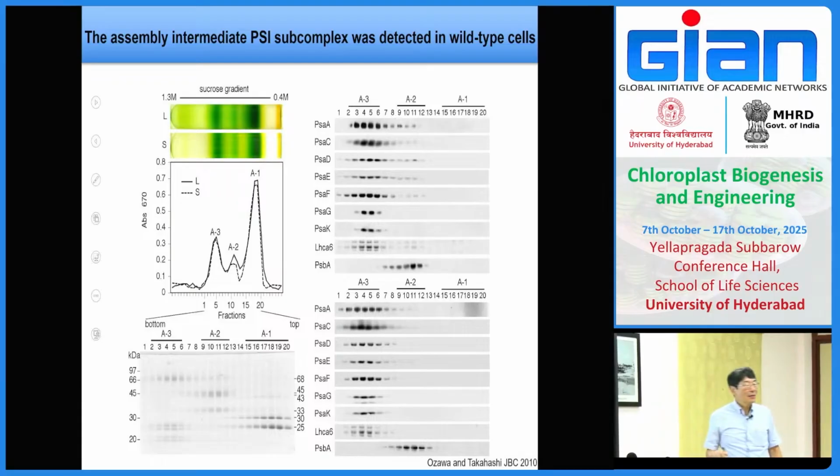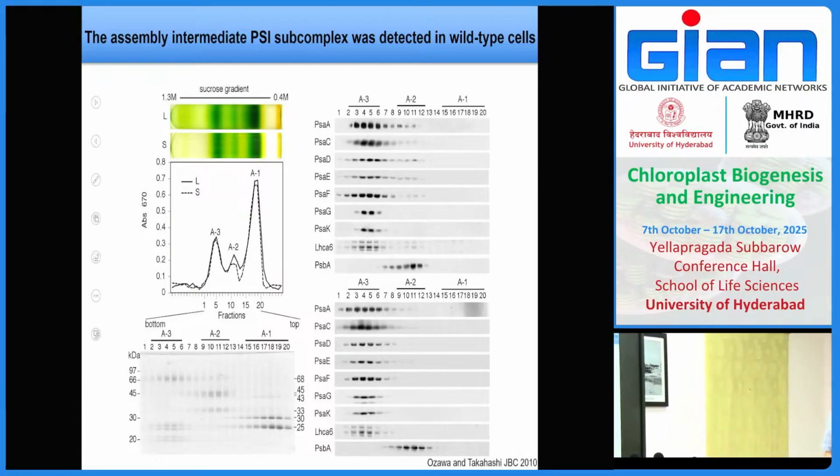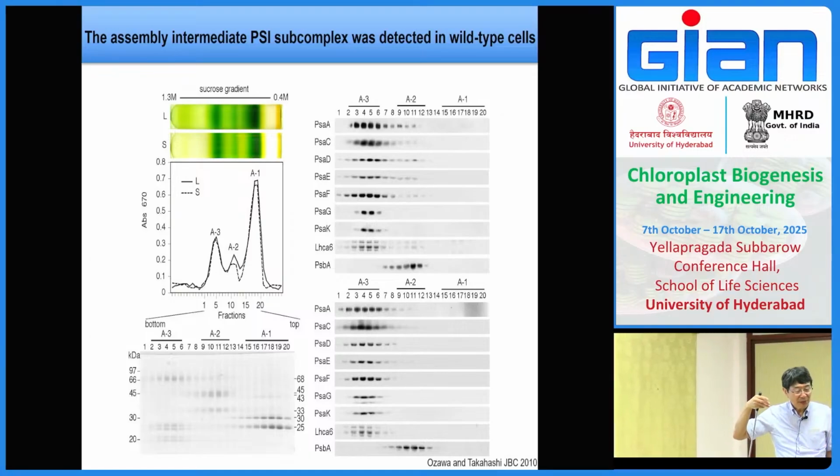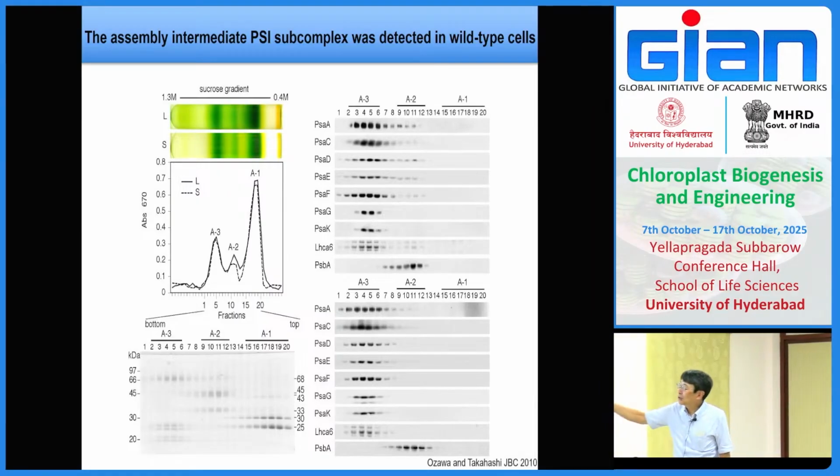Also, this is separated from cells in the stationary phase. So it doesn't divide anymore, but the cell is still alive, but does not synthesize proteins actively. Protein synthesis activity is very low. So PS1 assembly is very low, almost stopped. Okay, and we separated it. Looks very similar. Okay, it's not interesting, but we fractionated it.